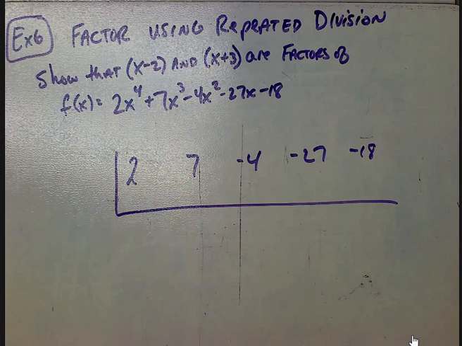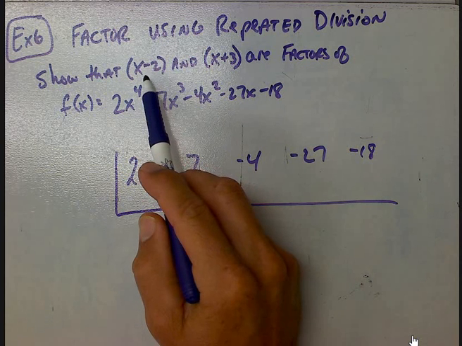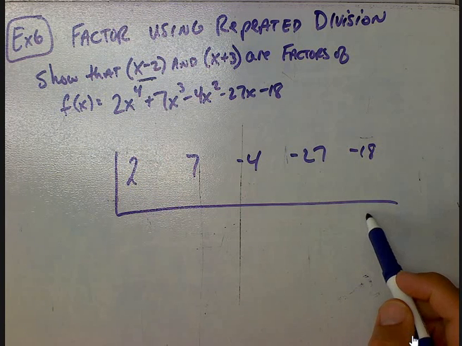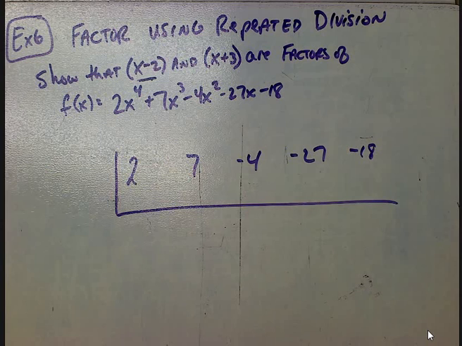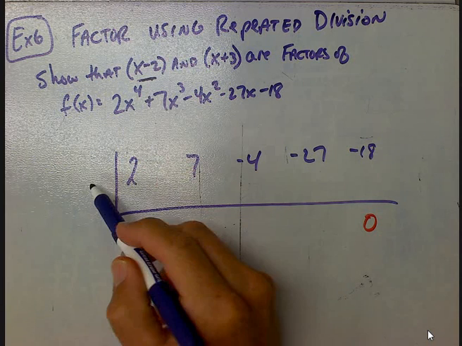Does it matter which one I start with? No. For it to be a factor, if this is truly a factor, x minus 2, that means my last number here should be 0. This is what I want the last number to be. That would mean it really is a factor. So since x minus 2 is a factor, I'm going to use positive 2 on the outside.